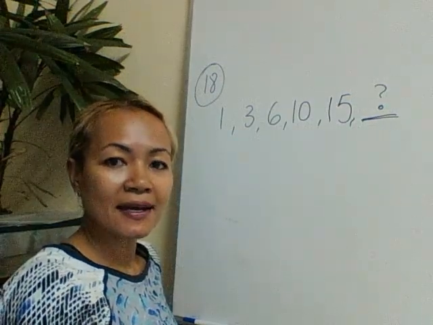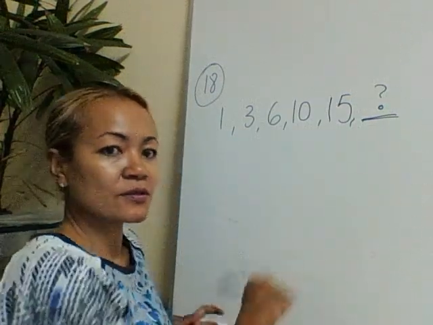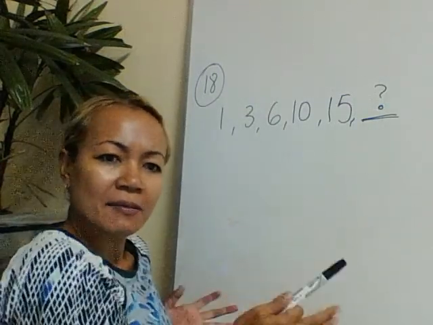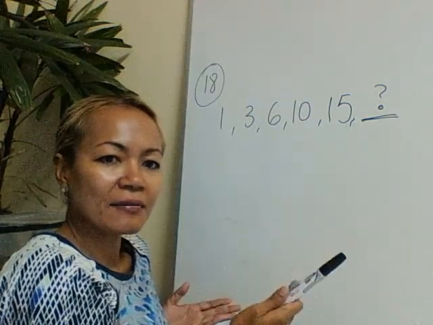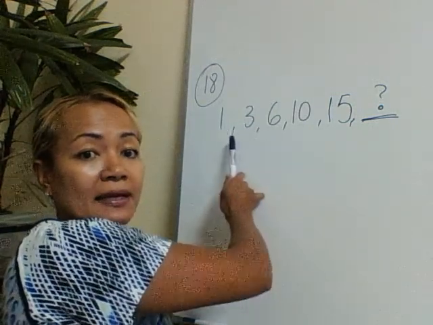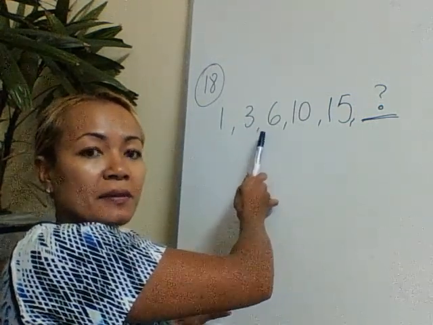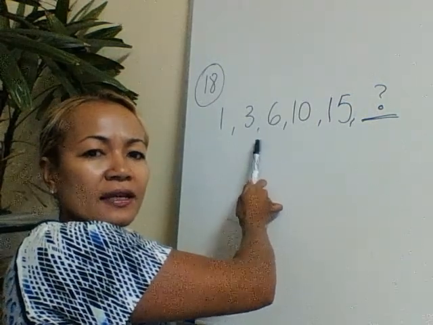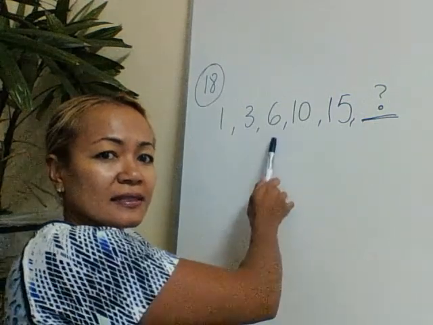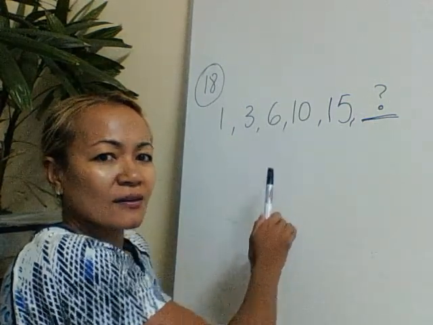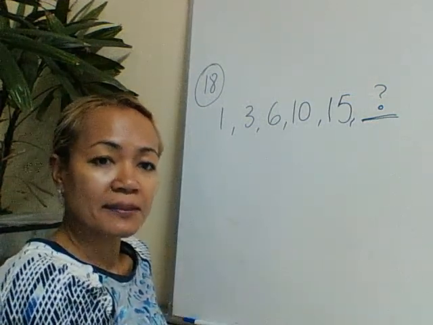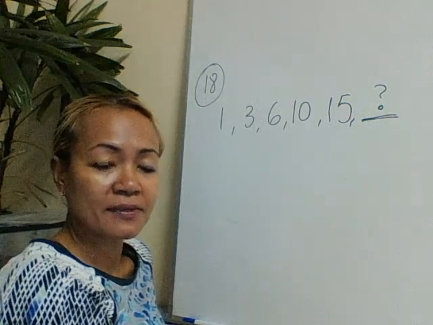Number 18 asks us to find the next number in the sequence. So we've got to find the pattern. What is the pattern? Is it multiply by something? Is it add something? Is it subtract something? Okay, let's just check multiplying. 1 multiplied by what equals 3? Multiply by 3. And then 3 to 6, that's multiplied by 2. So that's not really consistent. 6 to 10, no, that's not even multiplied by 1 or 2 or 3. So it's not multiplied by. It's not divide because the numbers are getting bigger.